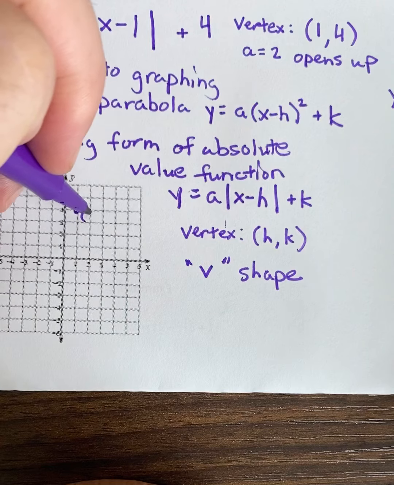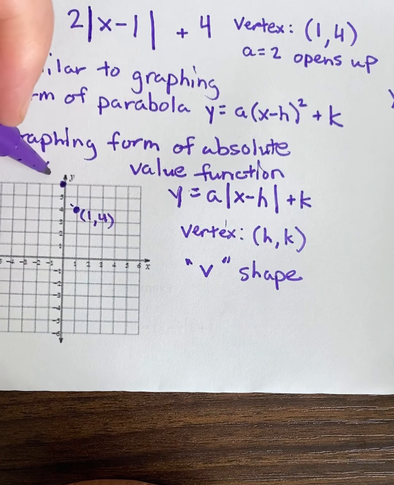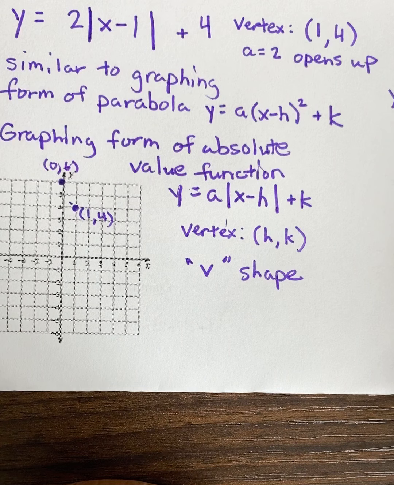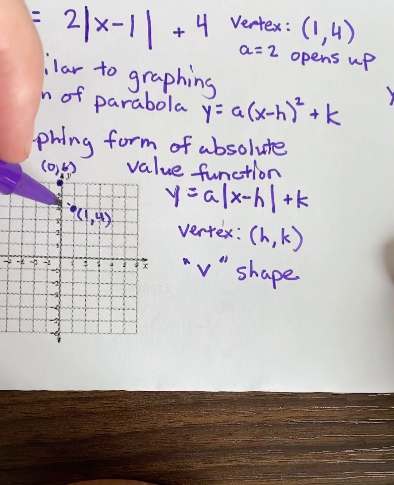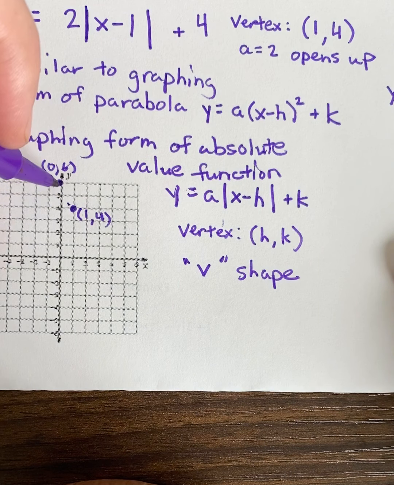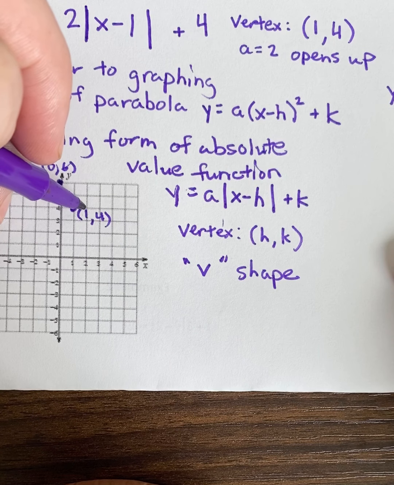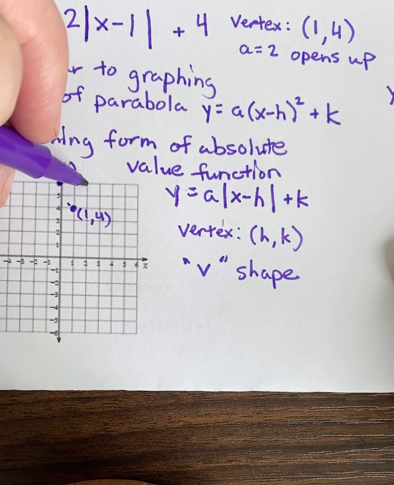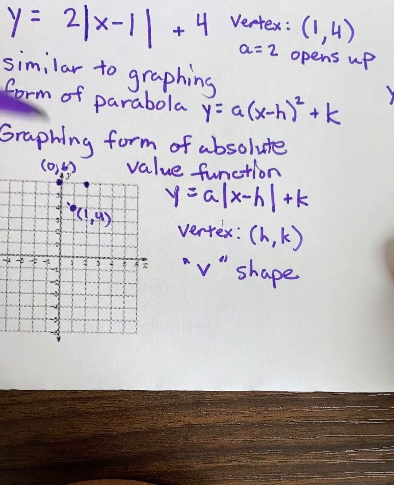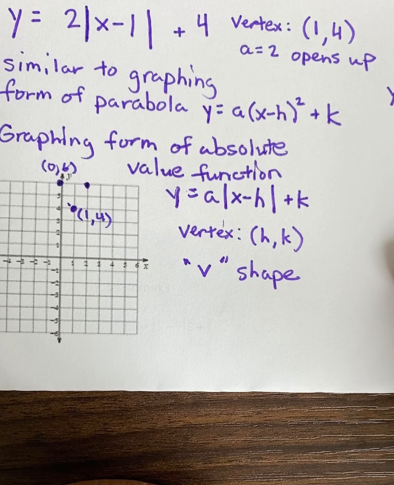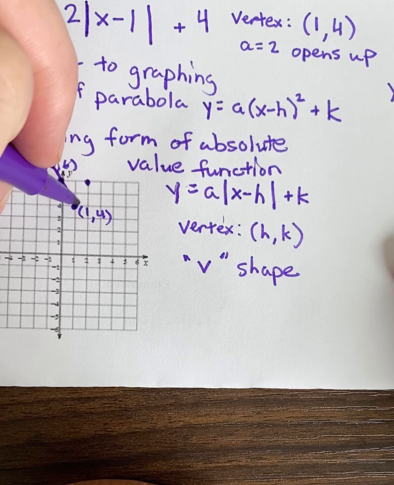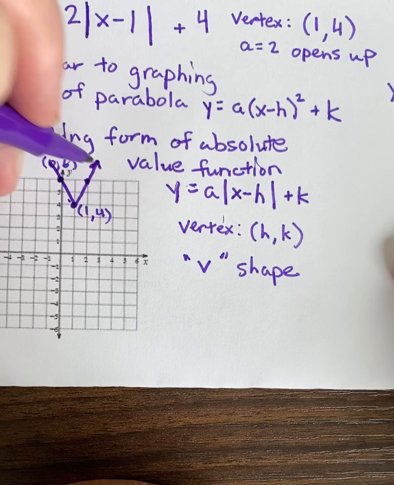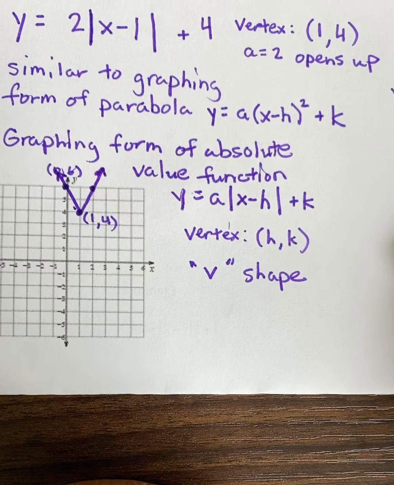So this was, again, our vertex, 1, 4. Our y-intercept, 0, 6. Now, just like a parabola, the graph of an absolute value function is symmetric. So if I go 1 to the left and 2 up, that means if I go 1 to the right, I'll also go 2 up. So this point is also on the graph. And remember, it is a V shape. So we're going to have a point at the vertex. And that's our graph.